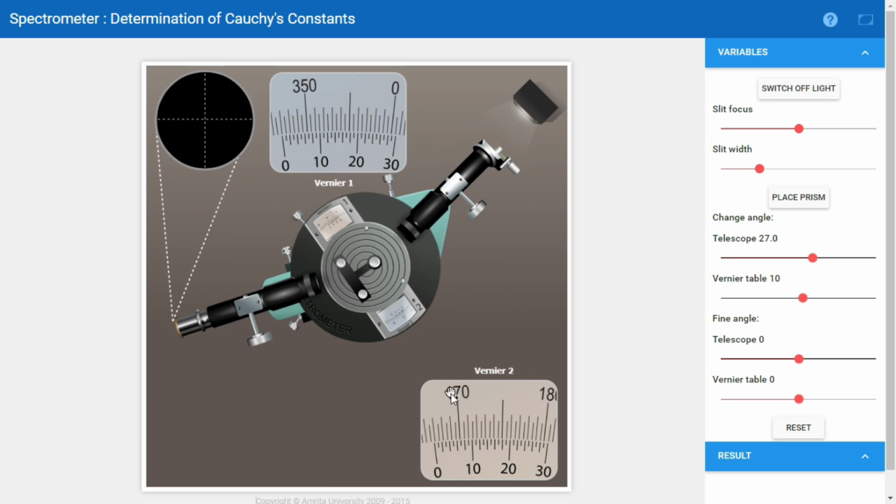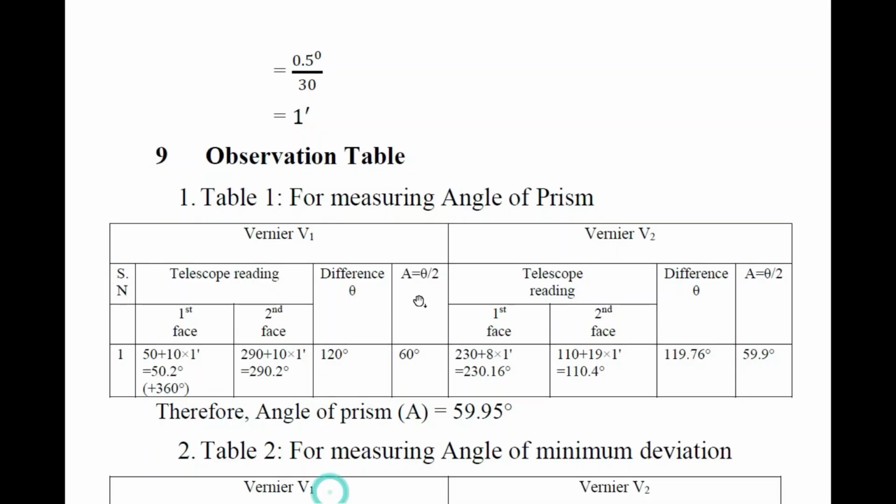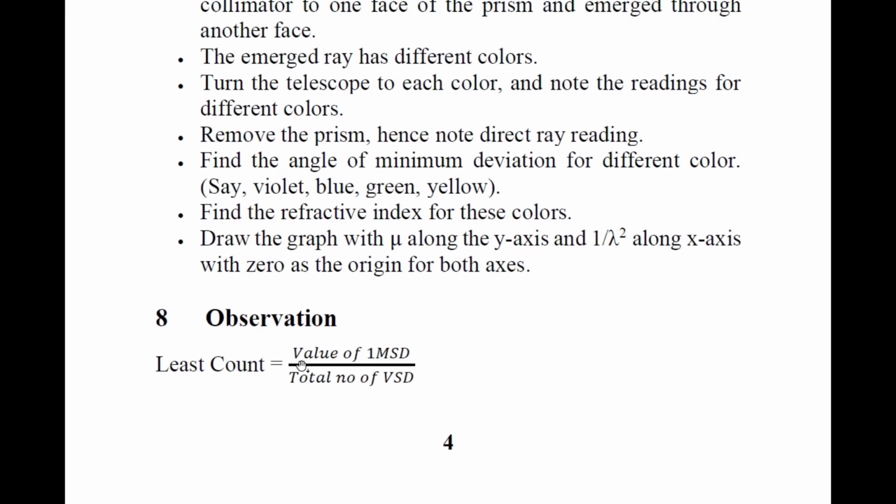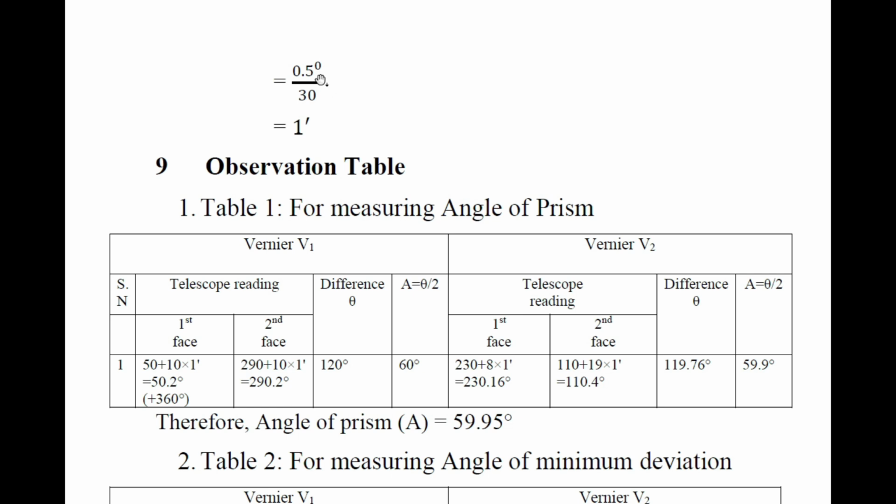So we can also see it here. The least count is equal to value of 1 main scale division by total number of Vernier scale divisions. So we said this is 0.5 degree divided by 30 is equal to 1 minute.